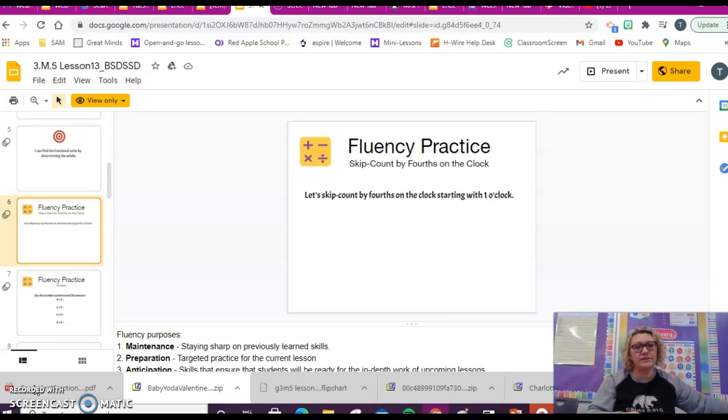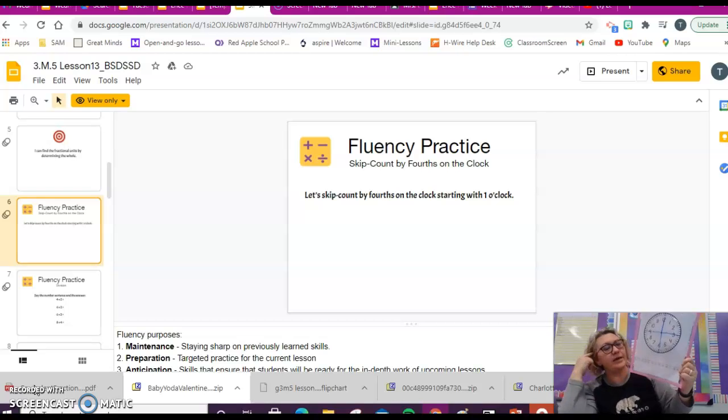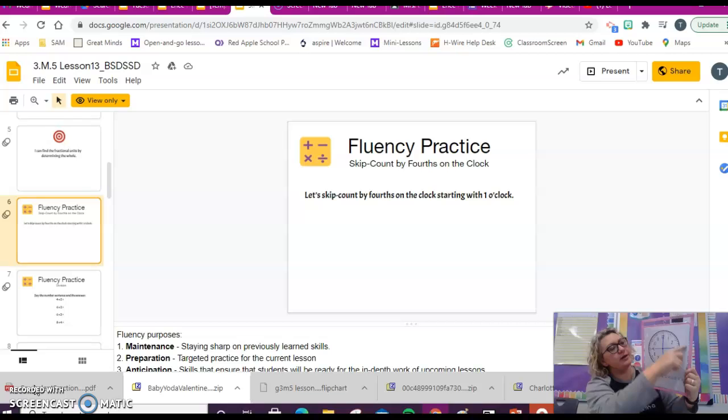Okay, let's skip count by fours on the clock. Here we go. We are starting with 1 o'clock. And remember, it goes 1:15, 1:30, 1:45, 2 o'clock. Or we could say 1:15, 1:30, 1:45, 3 o'clock. Or we look at this as 4 makes up the whole, right?